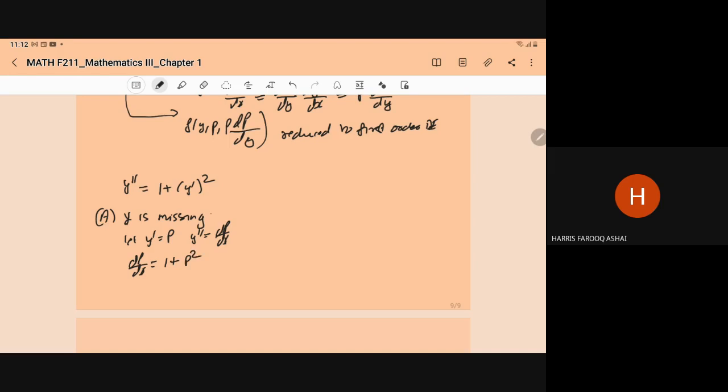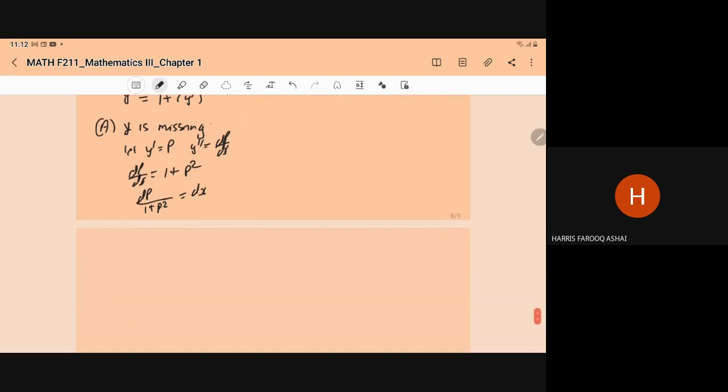So when we have this 1 plus p square, you can separate the variables: dp upon 1 plus p square is equal to dx. If you integrate on both sides, here you have to add the constant of integration. So the integration of this will be tan inverse p is equal to x plus c1. So it will be p is equal to tan of x plus c1.